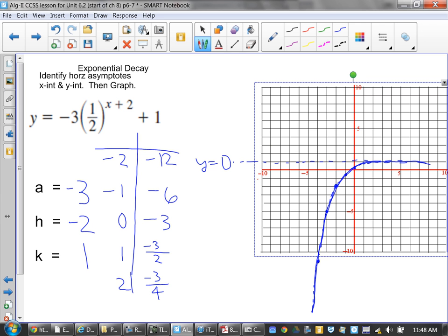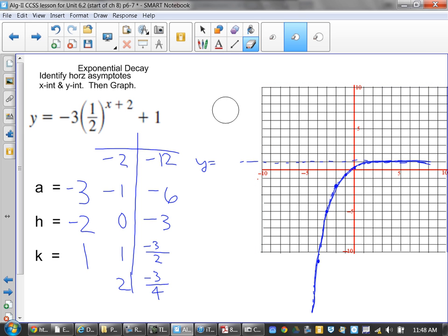Melissa, where is your new horizontal asymptote? And y equals what? Very good, very good. Nicely done. Good job.